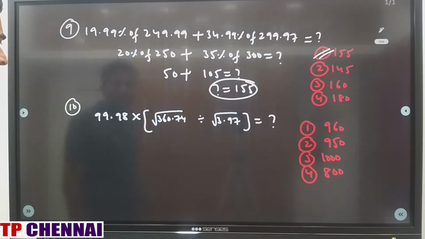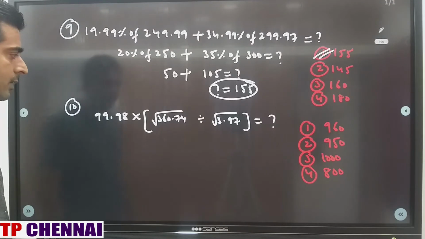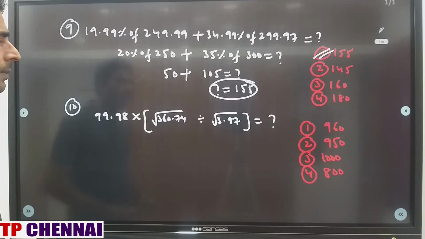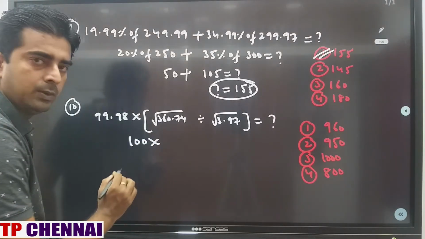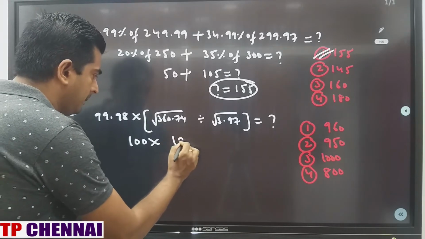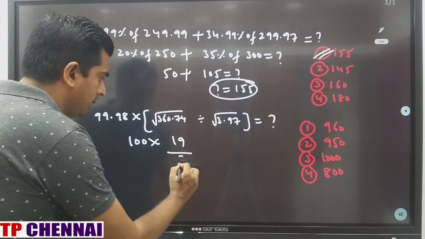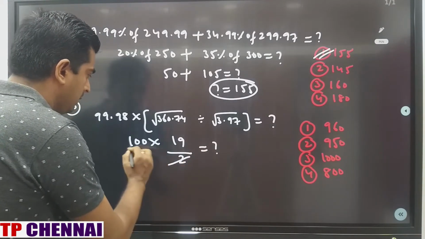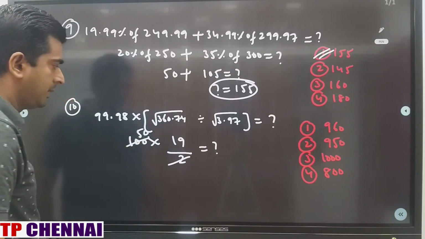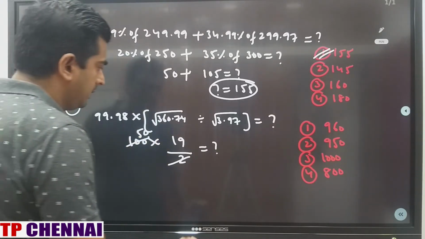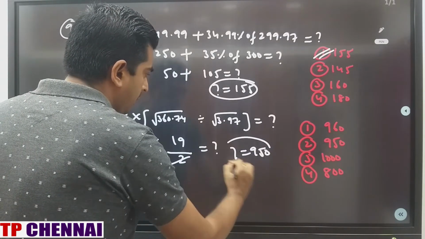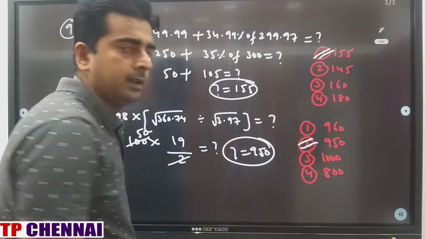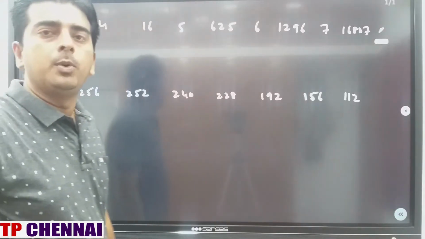Next one, 99.98 into square root of 360.74 divided by square root of 3.97 is equal to question mark. This is 100. This is 361. Square root of 361 is 19. Square root of 4 is 2 is equal to question mark. What is the value of question mark? 50 into 19, 950. My answer is 950, which is second option. So I hope you are clear with simplification.